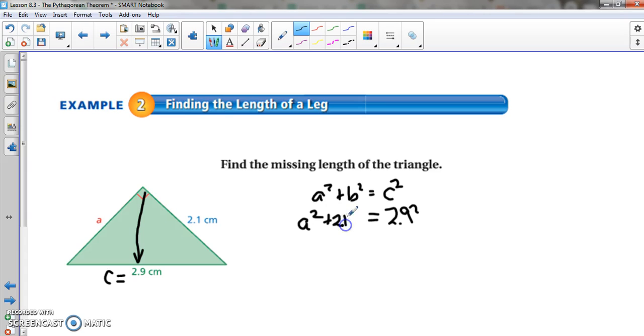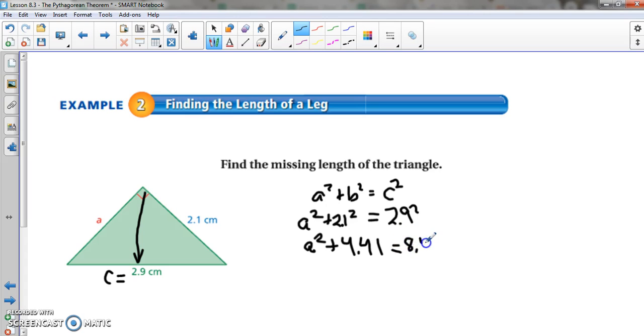Alright, so if I'm using my calculator right now, I can't simplify anything more with a, so I'm just going to leave that as a squared. Now I'm going to do 2.1 squared, which is going to give me 4.41. And then if I take a look at the other side, I have 2.9 squared, so if I plug that in my calculator, I'm going to get 8.41.